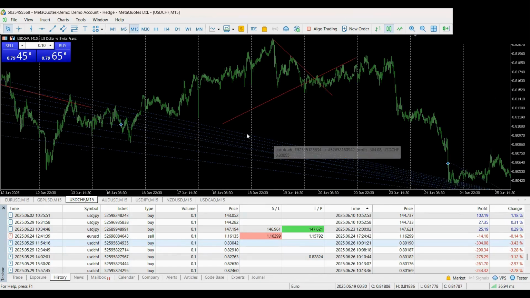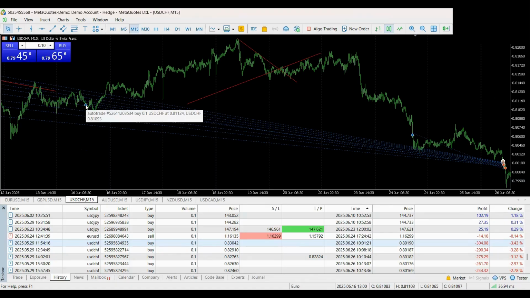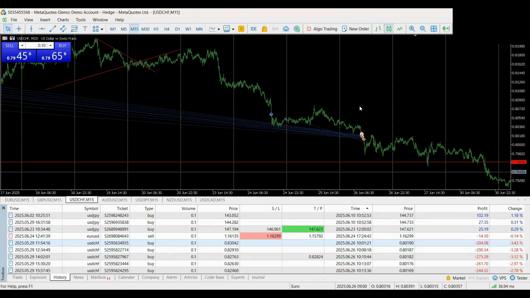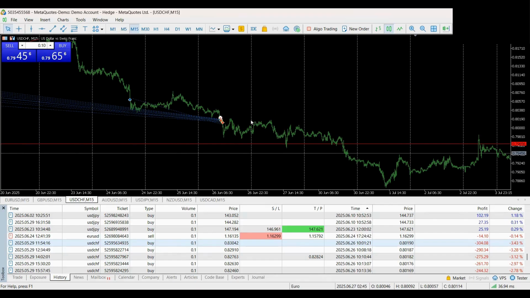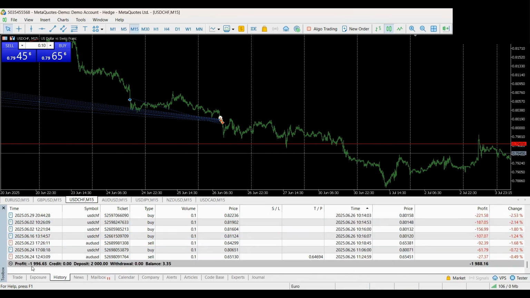And I think I entered another trade over here and another one over here. And all the trades got stopped out at this level because I think we hit the margin, and currently the account is in negative 1996. So that's how this account played out.